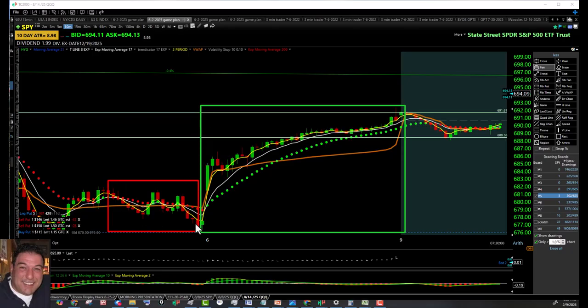The bears push it down, and the bulls surpass what the bears push down and further. So where's the entry? Right there where the green erases the red. Right here. That's my entry. I'm going to do the same thing for today.